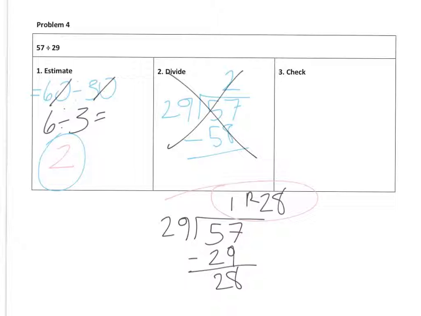All right, let's go ahead and check. 1 times 29, 29. And we have 29 plus our remainder of 28, and that's going to equal 57.